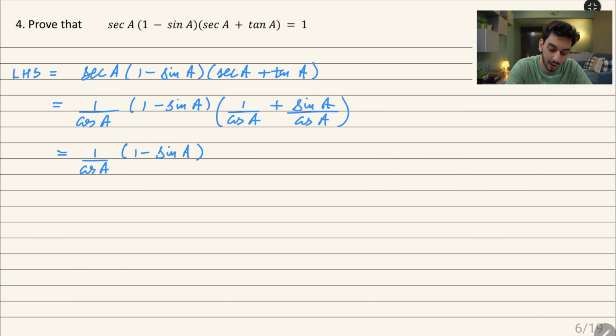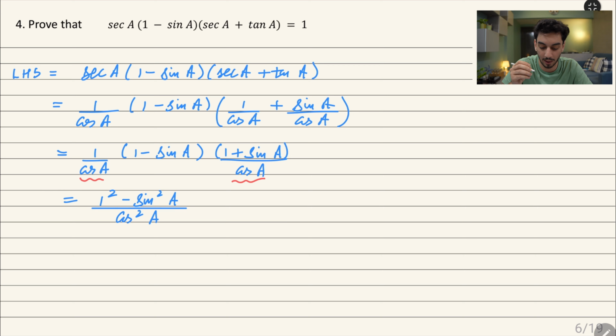Now over here I can see that these two denominators are same, which means these are two like fractions, which means I can combine them and write it as 1 plus sine a the whole thing upon cos a. Now in the numerator I have 1 minus sine a into 1 plus sine a, which is difference of squares, which is the identity which I gave you. So a minus b into a plus b is a square minus b square, so 1 square minus sine square a. And in the denominator, these two cos's just get multiplied and it becomes cos square a.